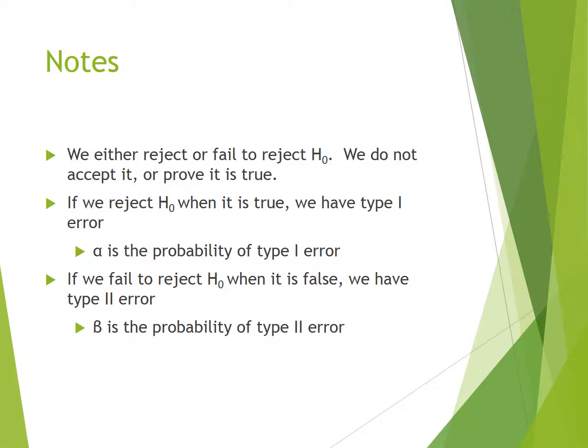If we reject the null hypothesis when it's true, we have a type 1 error. Alpha is the probability of a type 1 error. That's a probability of making that error, which is bad, but at least we control it. We know what the significance level is. If we fail to reject the null hypothesis when it is false, we have a type 2 error, and we do not have as much control over a type 2 error as we do over a type 1 error. That's why we never say accept or prove the null hypothesis is true, because if we're wrong, it's a probability that we do not control.